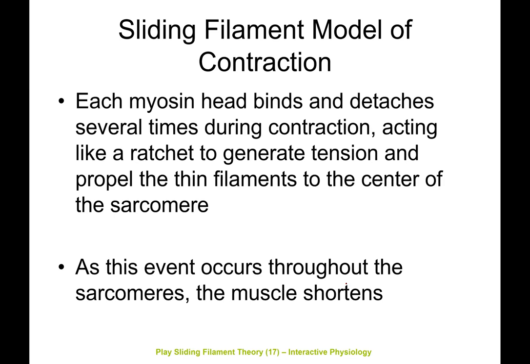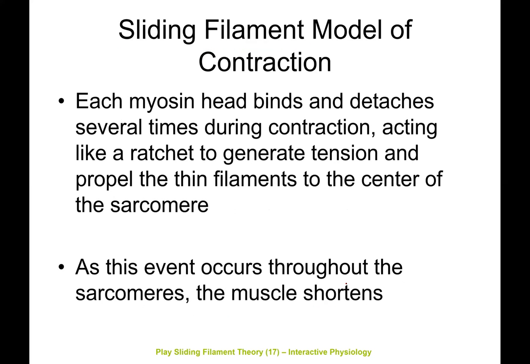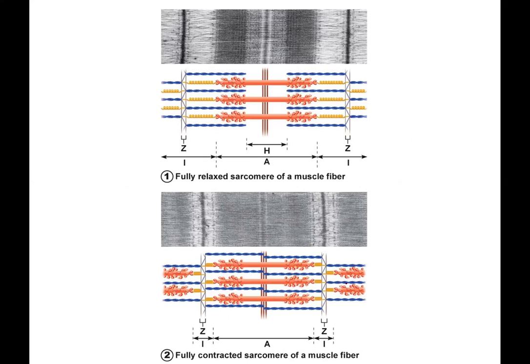Again, I mentioned each myosin head is going to attach and detach multiple times during a contraction, like a ratchet. And so that's why this picture is a cyclical picture. It's not really showing a stop to any of that. It'll continue until the sarcomere gets as short as possible, and that's going to cause the muscle to get shorter.